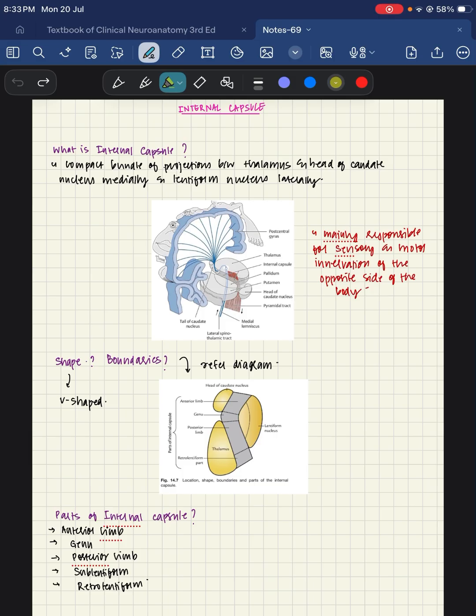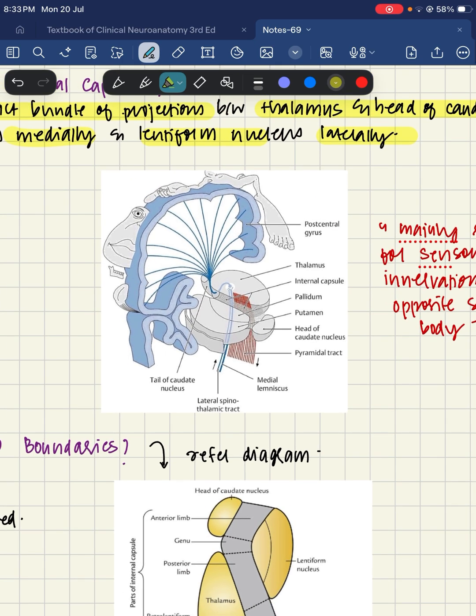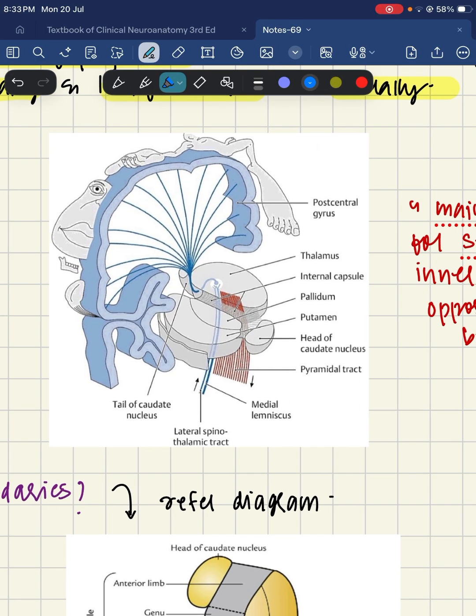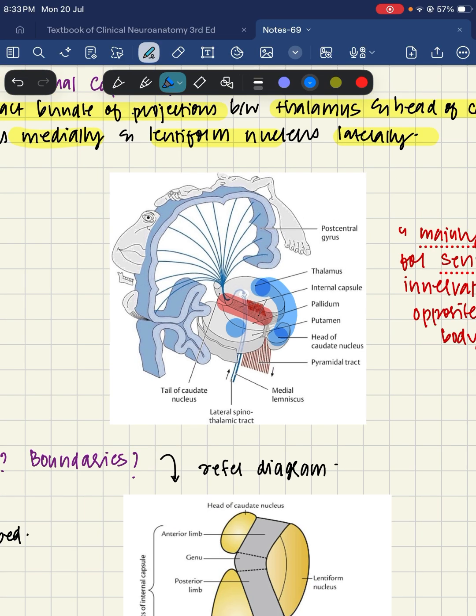So let's define what the internal capsule is. The internal capsule is basically a compact bundle of projection fibers that lies between the thalamus and the head of the caudate nucleus medially, and the lentiform nucleus laterally. Let me zoom in over here. You can see the central part in between, this is the internal capsule. This is the head of the caudate nucleus and this is the thalamus, and both of them form the medial relation. And this is the lentiform nucleus, which is the lateral relation for the internal capsule.